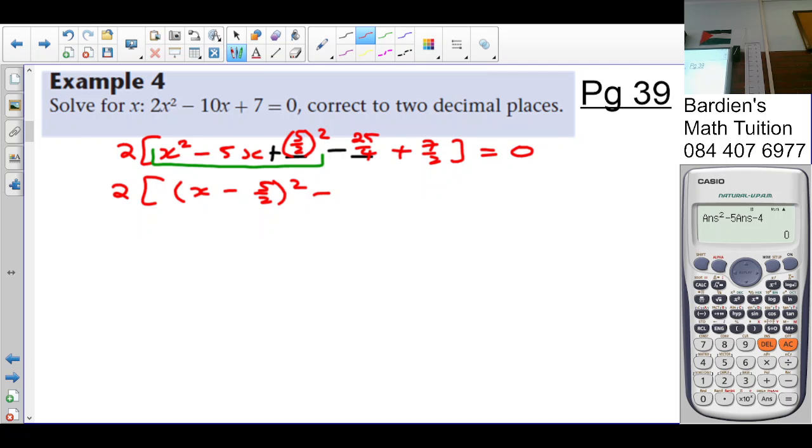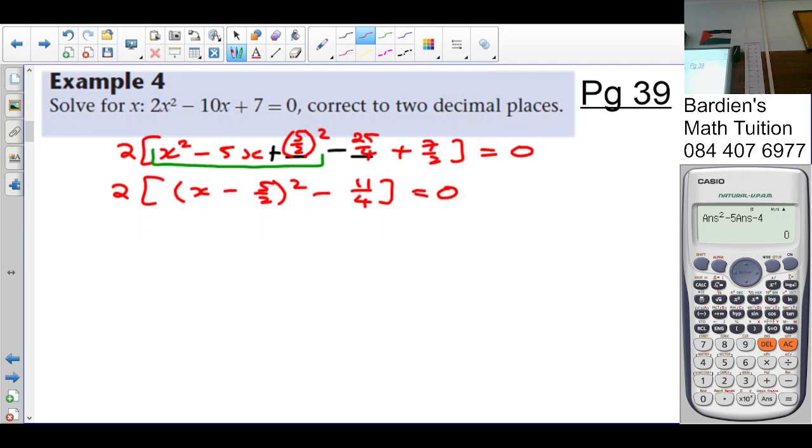Can't be 11. What is this? Oh, it's a 2. So it's 50 minus 28. So it's 11 over 2. Is that correct? 11 over 4. Okay, no problem. Right, you all agree with that?